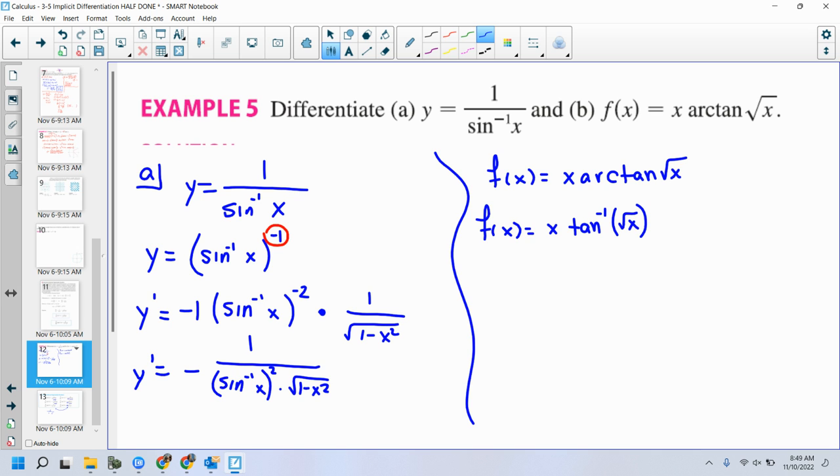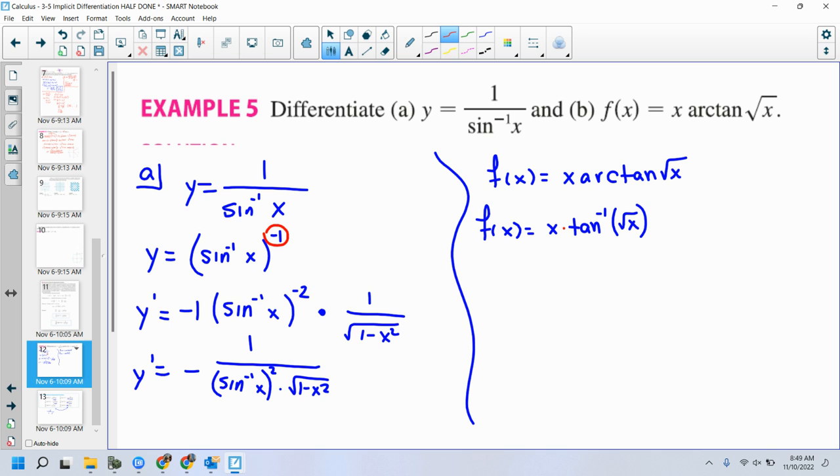All right, now, this is a tricky one. This is a tricky one because I see a couple different things going on. The first thing that I see is a product. Yeah, I see a product. I've got to use the product rule.